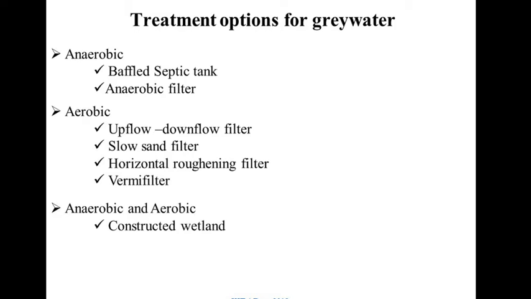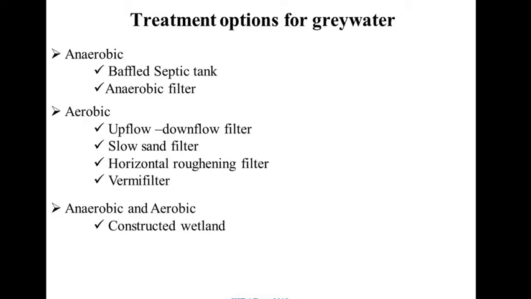If you consider an aerobic method like a slow sand filter, simply the gravel and the sand act as a sand filter. Next, horizontal roughening filter and vermifilter that we already discussed, the filter with the earthworms. So earthworm, soil, sand and gravel act as a vermifilter. And finally the anaerobic and aerobic one is called constructed wetland.